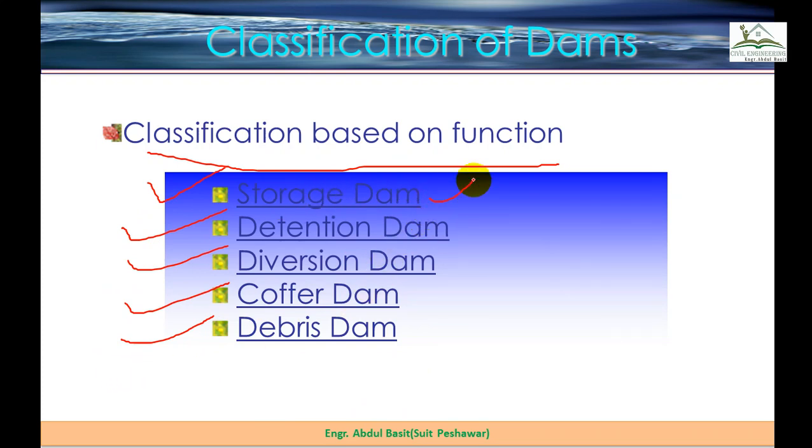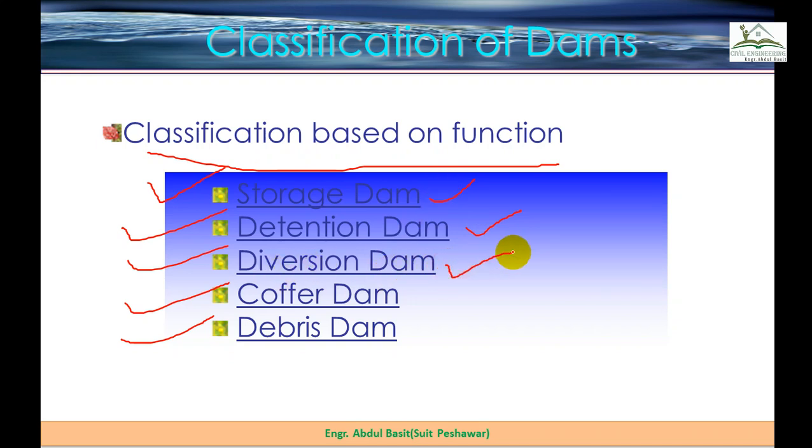Storage dam is a dam that is constructed for the storage of water. So in this dam, the main concentration should be on the reservoir. On the upstream side, we should have a large reservoir so that we can store a large amount of water. And detention dam is simply a dam that is constructed for the purpose of slowing the velocity of water and for protection of the rest of the dam.